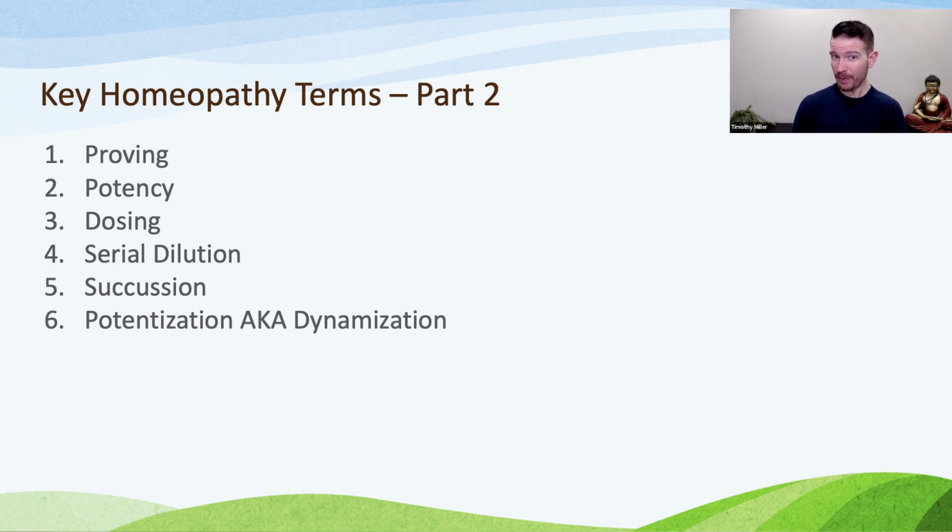I think we've done a pretty good job in understanding these terms, but let's just review them one more time. Proving. Proving is when you give a substance to a healthy person to find out the symptoms it causes. As soon as we know the symptoms that it causes, we know what that medicine, that substance, can be used to treat. That's proving.